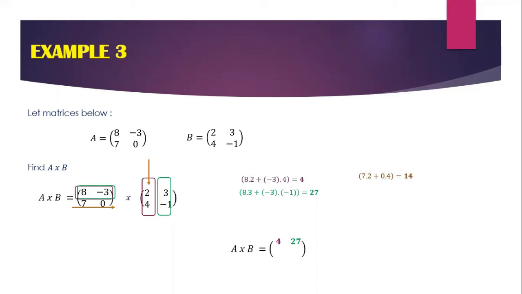And the last, 7, 0 component go to 3, −1 component. We got 7 times 3 plus 0 times −1. We got 21. Here we are. So A times B components is 4, 27, 14, and 21. Is it clear to you? Very easy, right? That's the matrix multiplication.